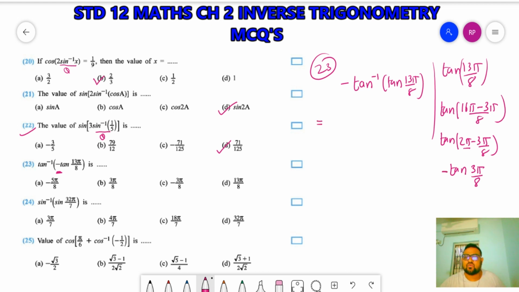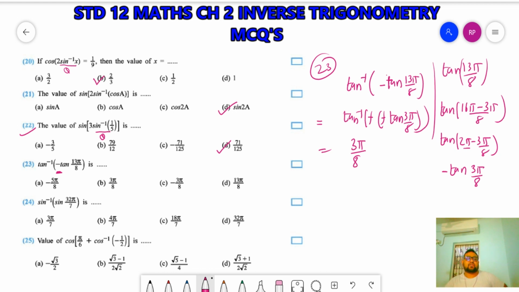So this will be equal to minus tan 3 pi by 8. I can directly write this in the question. Tan inverse of minus, what is tan 13 pi by 8? Minus tan 3 pi by 8. Minus minus gets cancelled. So tan inverse tan 3 pi by 8. Now 3 pi by 8 lies in the range of minus pi by 2 to pi by 2. So the answer is 3 pi by 8. Clear?